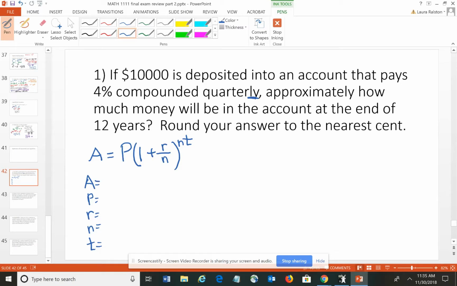So if I go back and read through the problem again, it says $10,000 is deposited. So that's the initial amount, or my principal, which is P in the formula, that pays 4%. The percentage is always your rate of interest. Remember, we need to write that as a decimal, and so we take 4 divided by 100, which becomes 0.04 when we plug it into the formula.